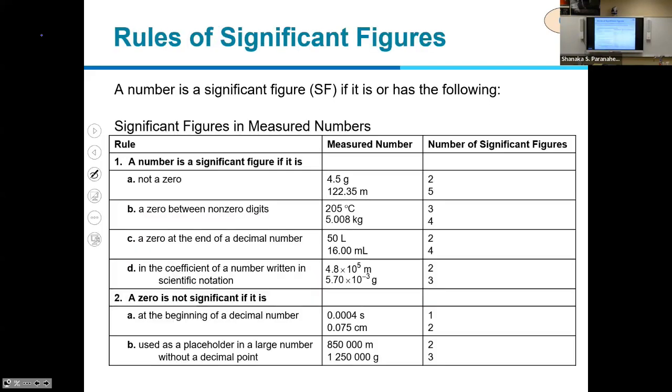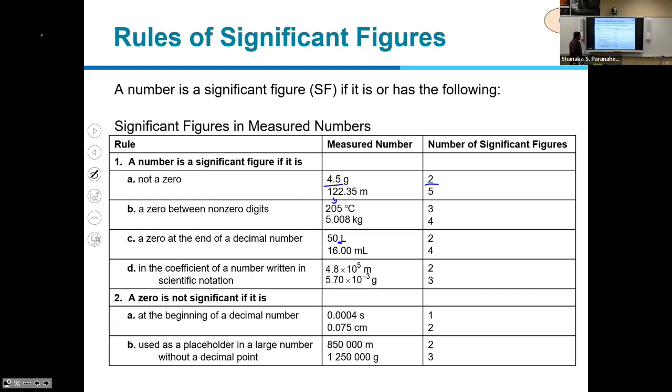So this table has some examples and also one mistake or typo. There should be a decimal after 50. So after that zero, there should be a decimal point. First rule is non-zero digits. So first one has 2 significant digits. Next one has 5 significant digits. The zeros between non-zero digits are significant. There's a zero in between 2 non-zero digits, so that zero is a significant zero. So it has 3. Next one has 2 zeros in the middle of 2 non-zero digits. So altogether there are 4 significant digits.